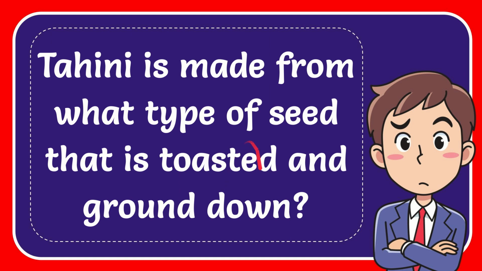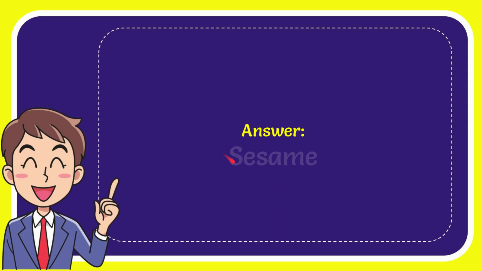In this video, I'm going to give the answer for this question. The question is, tahini is made from what type of seed that is toasted and ground down? Now, I'll give you the answer for this question, and the answer for the question is sesame. What is the question? Sesame.